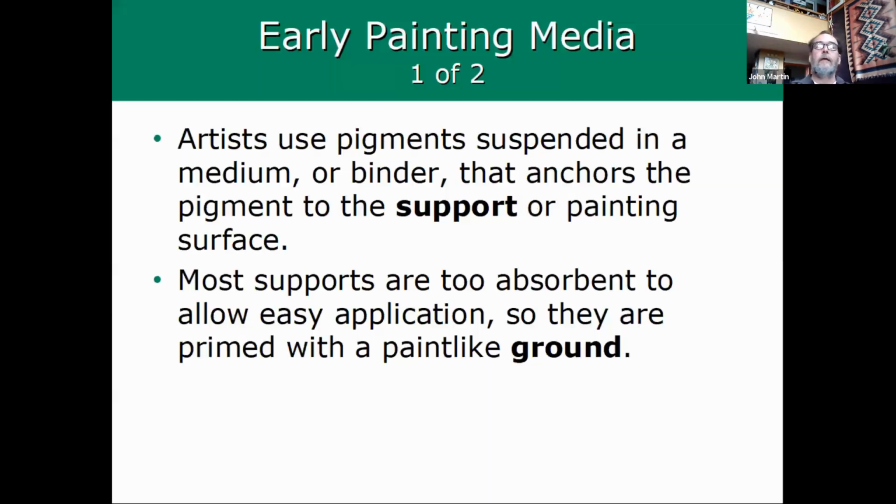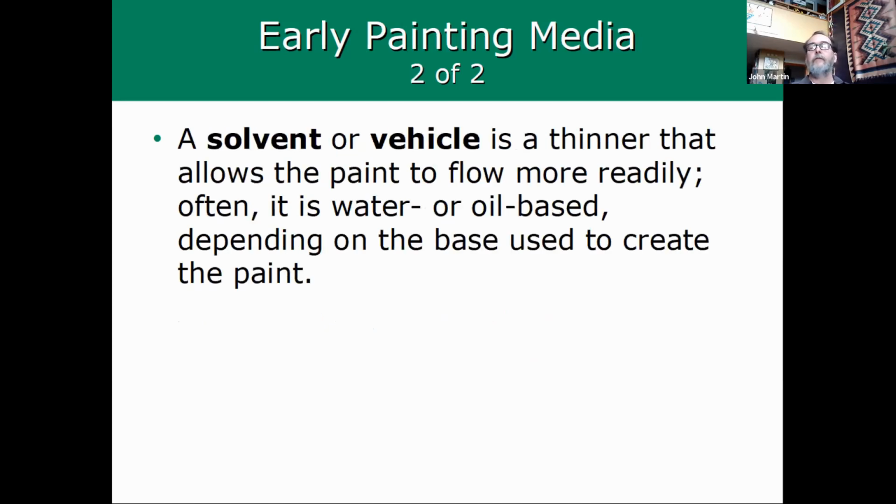Early painting media. Artists use pigment suspended in a medium or binder that anchors the pigment to the support or the painting surface. Most supports are too absorbent to allow easy application, so they are primed with a paint-like ground. We call that gesso today. A solvent or vehicle is a thinner that allows paint to flow more readily, so this could be like turpentine or mineral spirits for oil paint, or for modern acrylic painting, it is water-based, so you can wash your brushes.